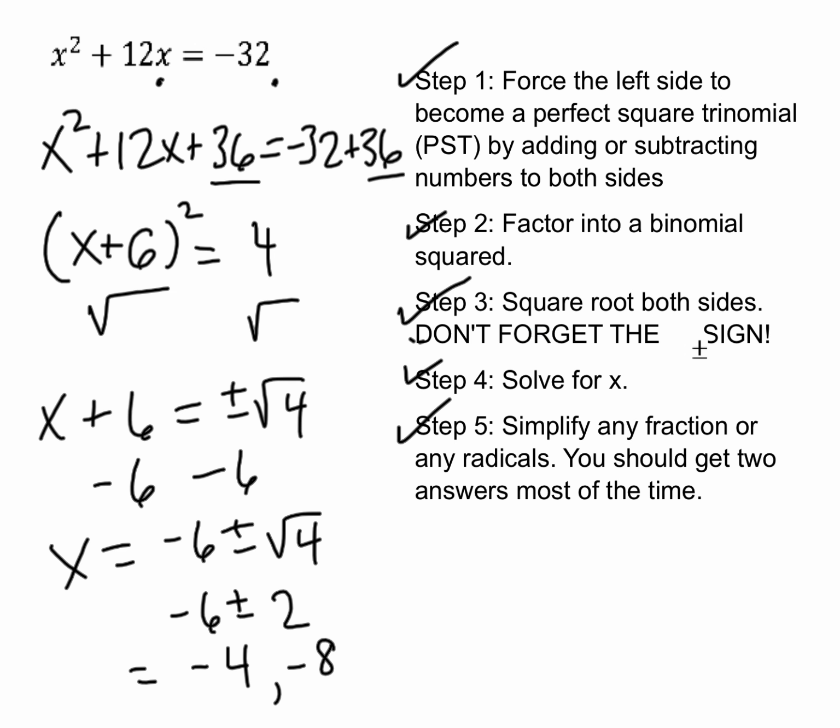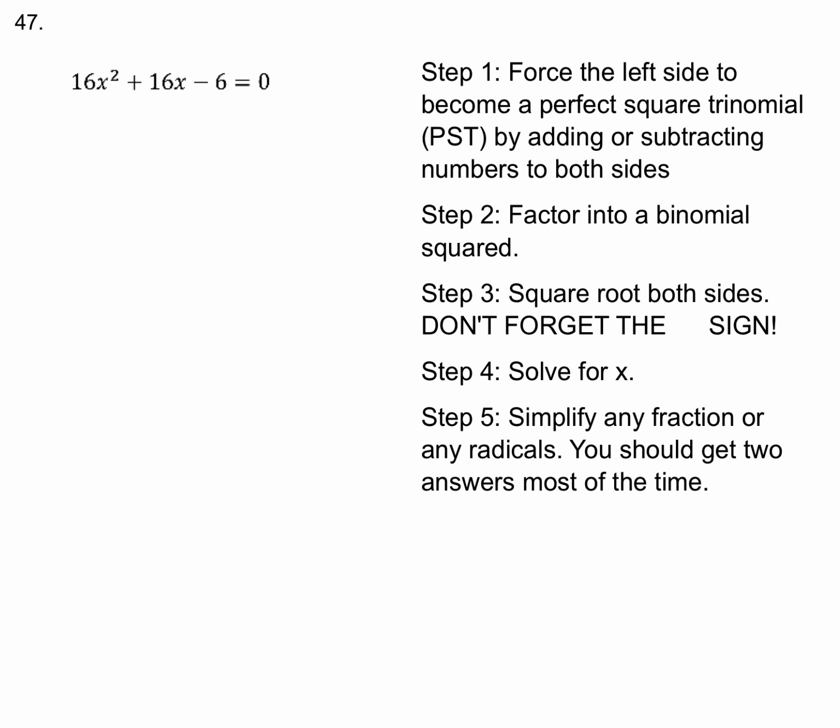Okay? One more, and this is the hardest one you'll get. This is number 47. This is a little harder because the perfect square trinomial has a leading coefficient. So, step 1, force the left side to become a perfect square trinomial. Well, when it's harder for me, what I like to do is move the 6 over here by adding 6 to both sides and then leaving a blank here because I know that I'm going to fill in the same number on both sides, but I have no idea what that number is right now.